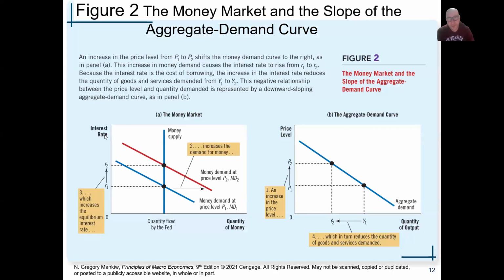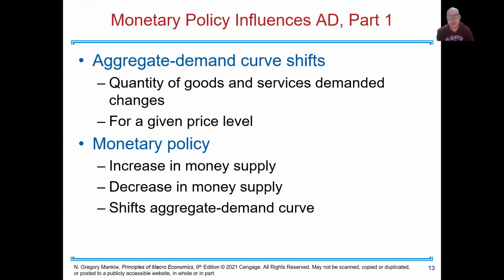In looking at the money market, the money supply is a fixed quantity set by the Federal Reserve. When there's a higher amount of money demanded, there's a shift in the demand curve to the right, which oftentimes leads to an increase in the interest rate, which will ultimately lead to a shift in the point of equilibrium. The aggregate demand curve shifts when the quantity of goods and services changes at particular price points.